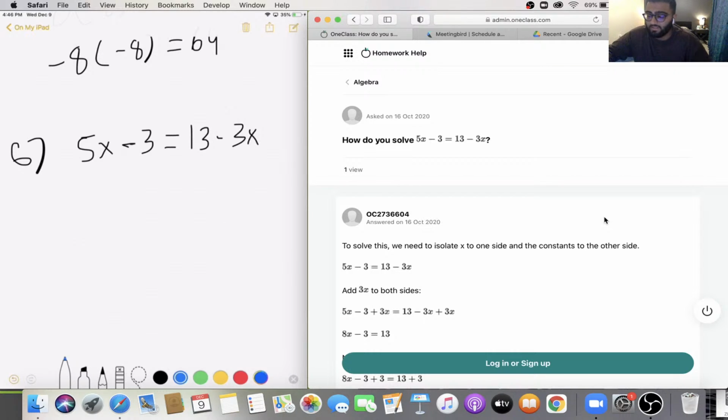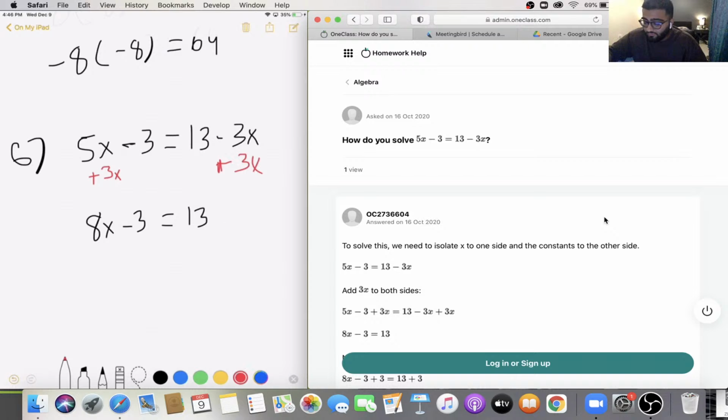So how we're going to do that is add 3x to both sides. Since we have a negative 3x, to cancel it out on the right side, I'm going to add 3x. So I'll write that right here. I'm going to do it in red. Plus 3x, plus 3x to both sides. Now we have 8x on this side, 8x minus 3 equals 13, and negative 3x plus 3x will cancel the x's out on the right, so we have 8x minus 3 equals 13.